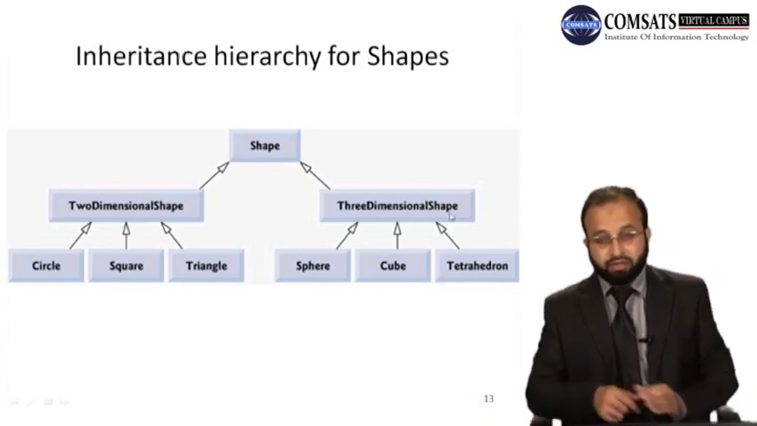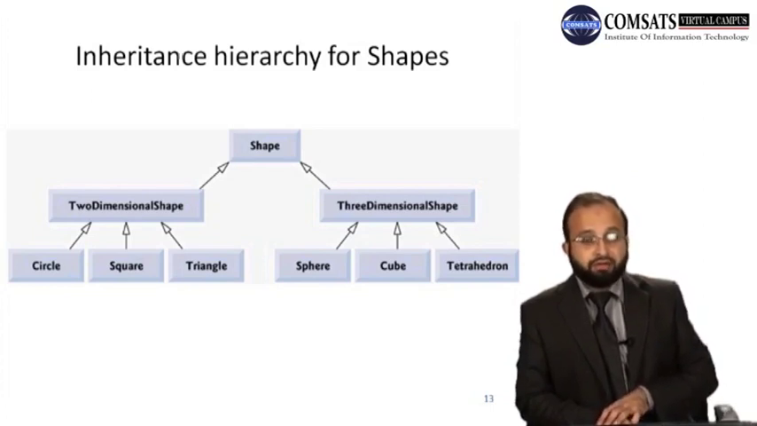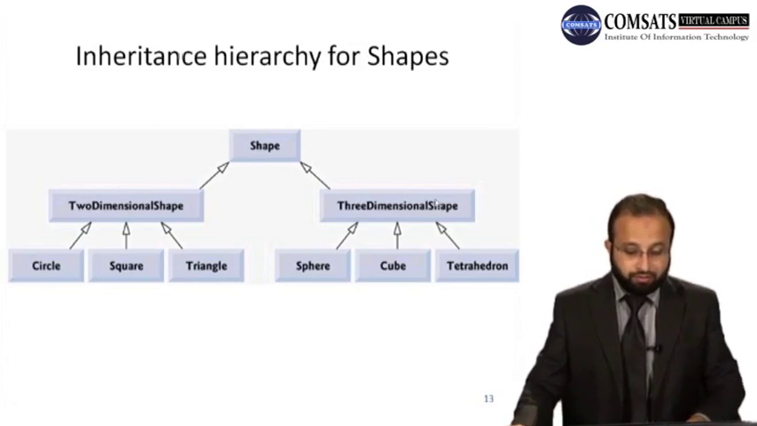So इस example में हमारे पास single inheritance use हो रही है. There is no single class that is derived from multiple classes. So child class हमेशा parent class से drive होती है, ठीक है. So इसमें से child class कौन सी है? For example, triangle is a child class and this two-dimensional shape is a parent class.